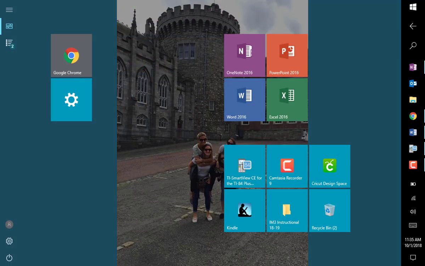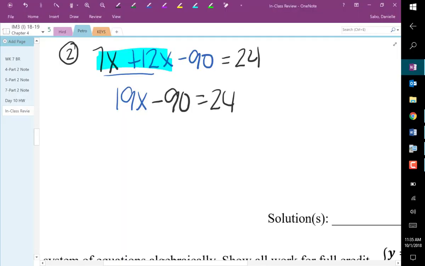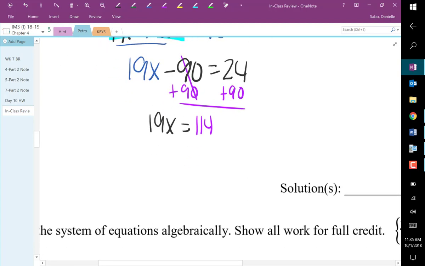Now when we solve, we're still solving here. What do I got to do next to solve for x? Yeah, add 90. And I get, bring down the 19x, it hasn't changed, equals 114, I think? Yeah, 114. So in black, that didn't change, just this part in purple did. Now the very last step is to divide.